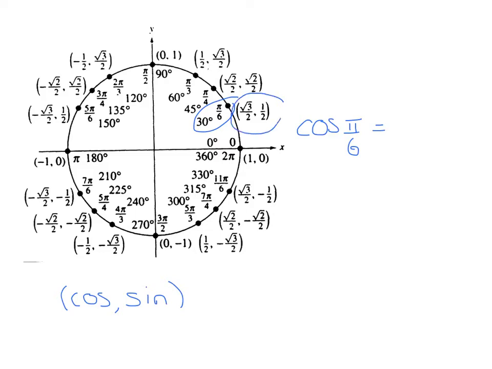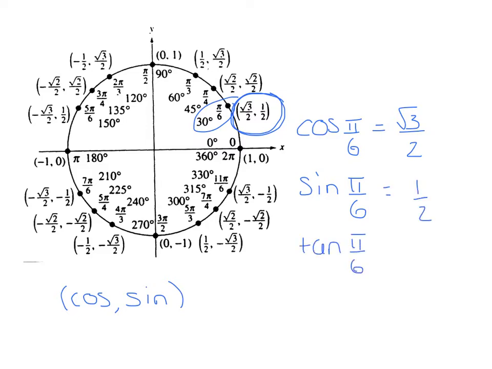What's the corresponding x here, guys? Square root of 3 over 2. That's cosine at pi over 6. What's sine at pi over 6? Remember, sine is your y. A half. Tangent at pi over 6 is your y over your x. So now you have to put y over x. You have to simplify the fraction. You're going to rationalize that denominator. What do you end up with? Good, root 3 over 3.